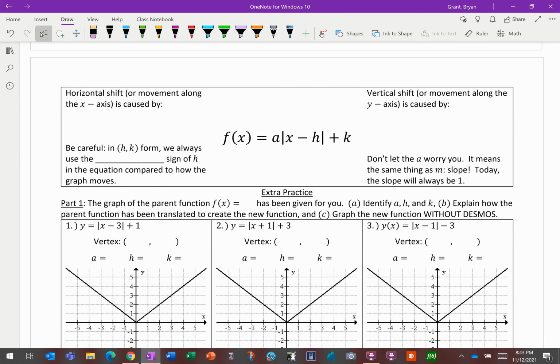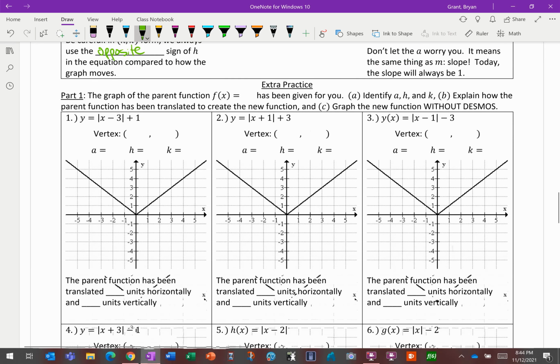Horizontal shift or movement along the x-axis is caused by h. Be careful, in HK form, just like with lines, we always use the opposite sign of h, and that's because the equation has a minus in here, and so when you use a number, it's always going to switch to the opposite. Vertical shift, or up and down movement, is caused by the k value. And again, for today, don't let a worry you. It's the same thing as m. It's the slope, and we're just going to use a slope of 1.